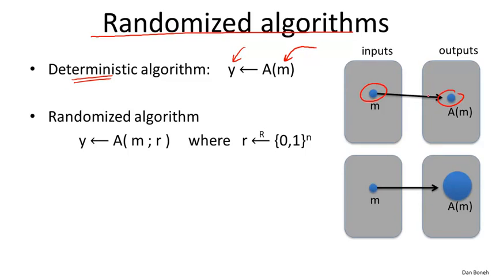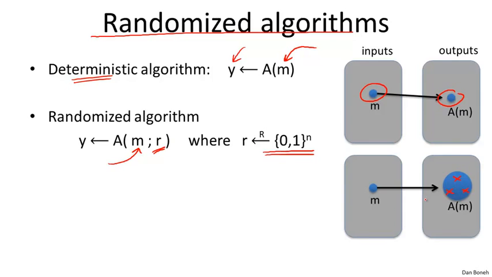A randomized algorithm is a little different in that, as before, it takes the input data m as input, but it also has an implicit argument called r, where this r is sampled anew every time the algorithm is run. In particular, this r is sampled uniformly at random from the set of all n-bit strings for some arbitrary n. Now what happens is every time we run the algorithm on a particular input m, we're going to get a different output because a different r is generated every time. The first time we run the algorithm, we get one output. The second time, a new r is generated and we get a different output. The third time, a new r is generated and we get a third output, and so on.